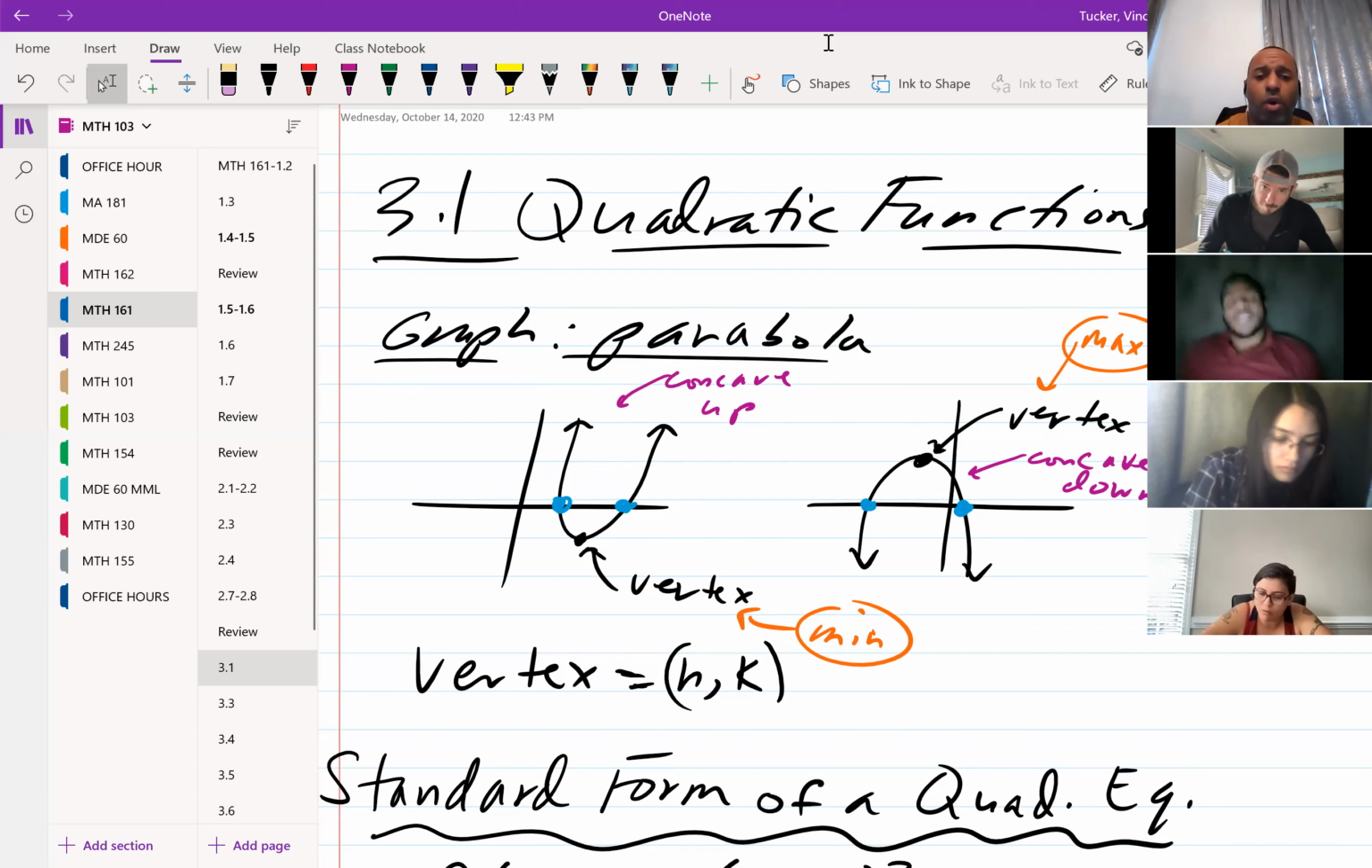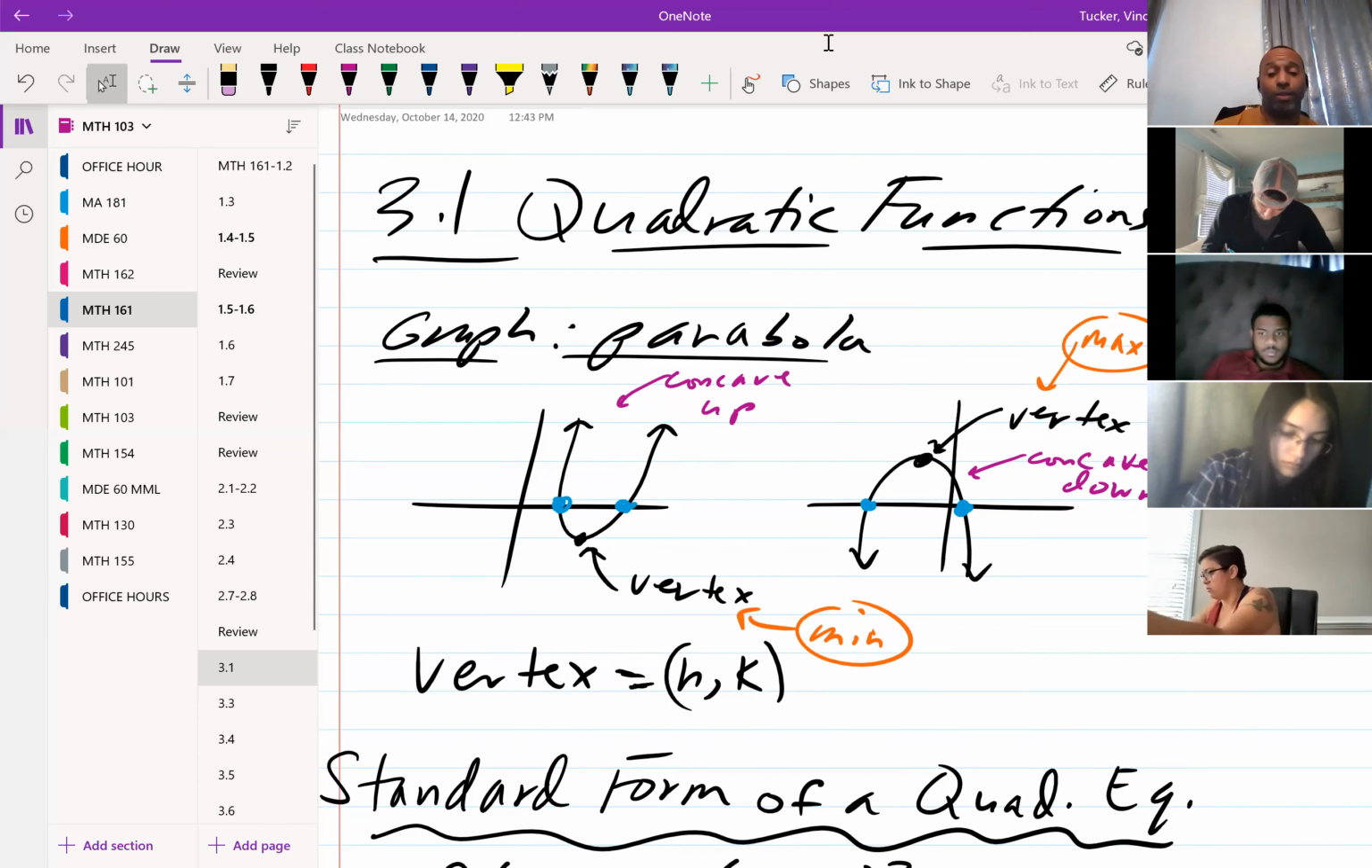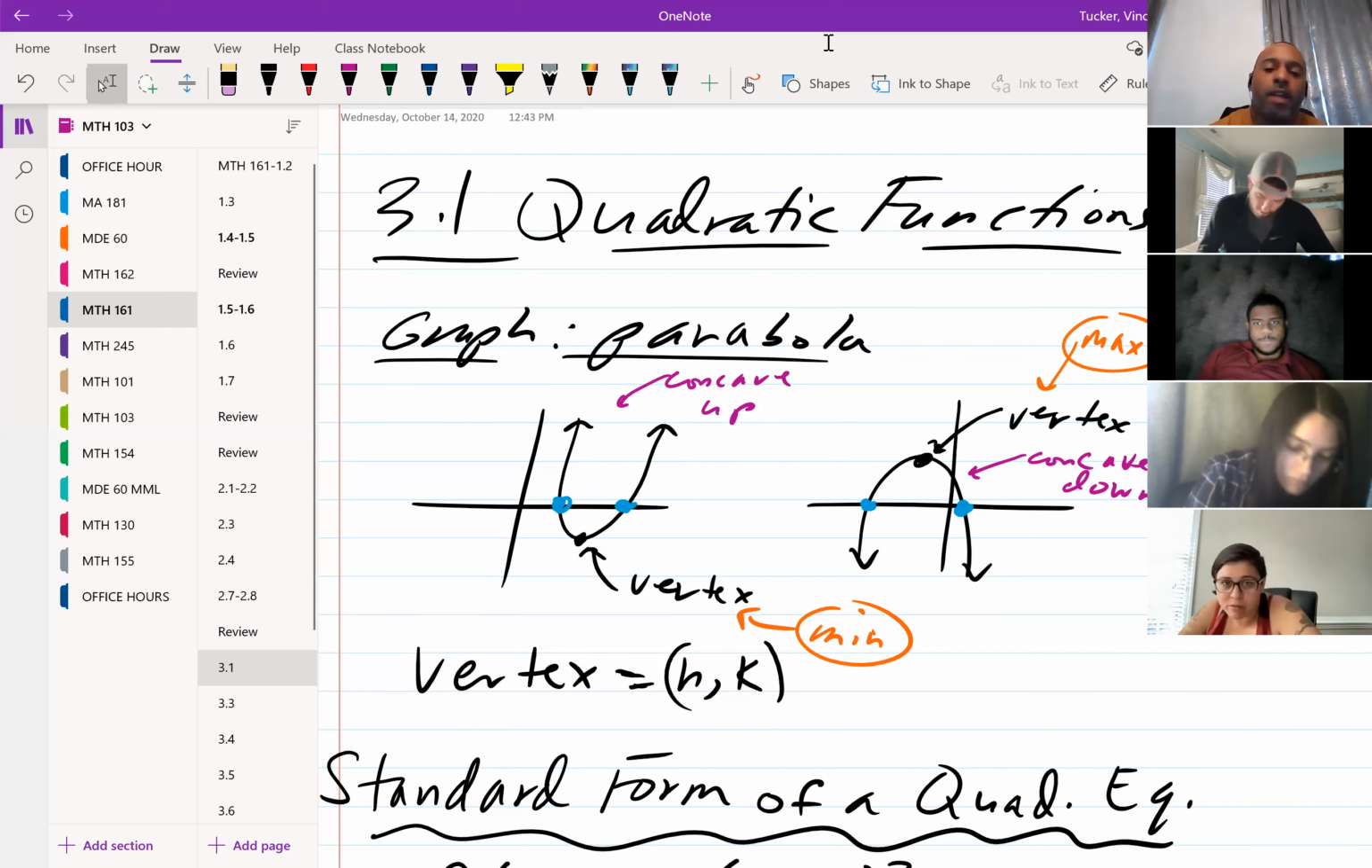When you're talking about a quadratic, you're always going to get a parabola. It can either open up, which is concave up, or open down, which is concave down. That's the mathematical way of saying it. So when you get into calculus, for those who are going to calculus, if you're testing concavity, that's what you're talking about, whether it opens up or down.